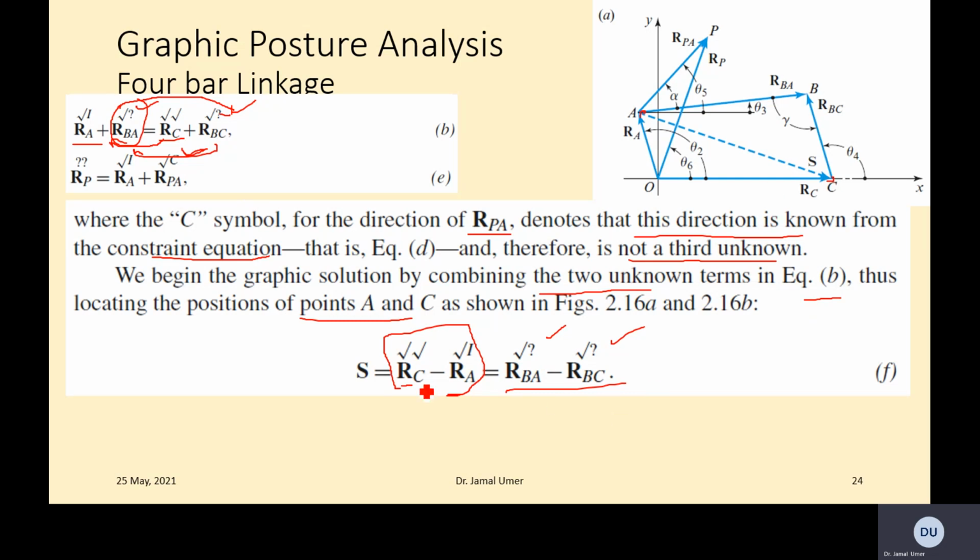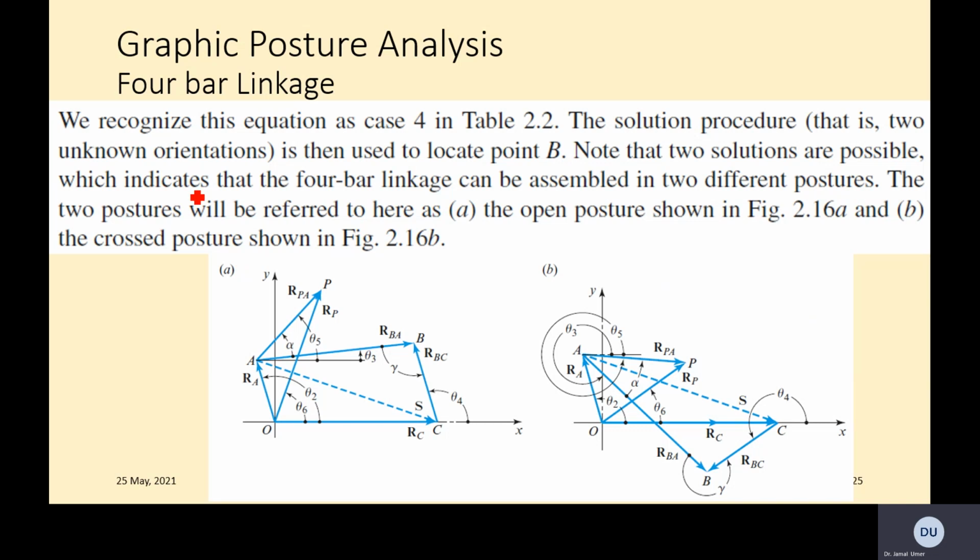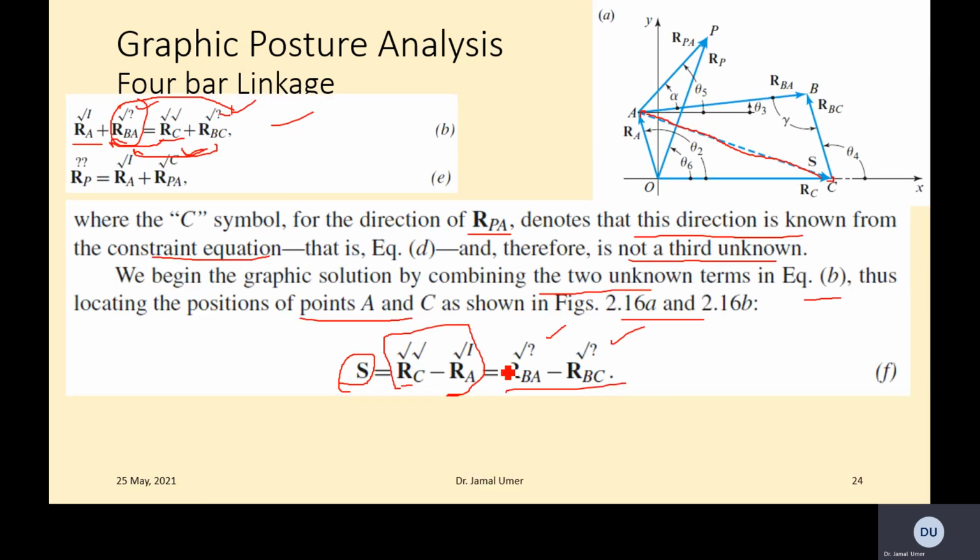So what we are doing, basically, we are finding RC minus RA by using this equation and replacing that vector with S. What is S? You know, this RA and RC, when you subtract it, this vector would be S. So we know this vector, we can calculate this distance. So by using that one, we can further calculate what is angle theta 2. We'll see now. So we recognize this equation as case 4 in table 2.2. So this is particularly case 4, right?